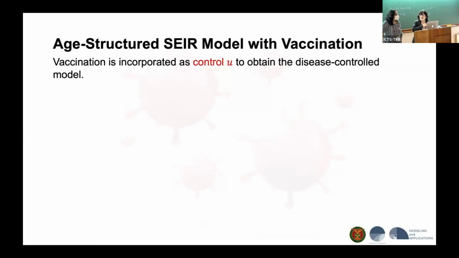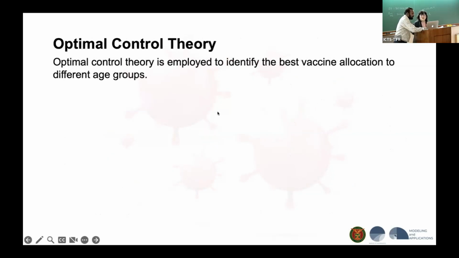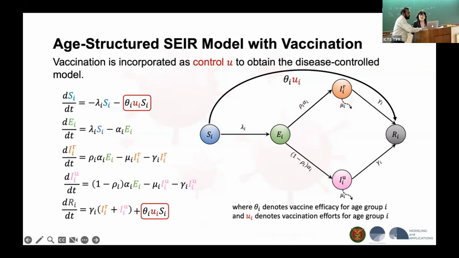Okay, all right. So it's a structured SEIR model with vaccination. Vaccination is incorporated as a control u to obtain the disease control model. So this is the disease control model. And here theta_i denotes the vaccine efficacy for the age group i, and u_i denotes the vaccination efforts for age group i.